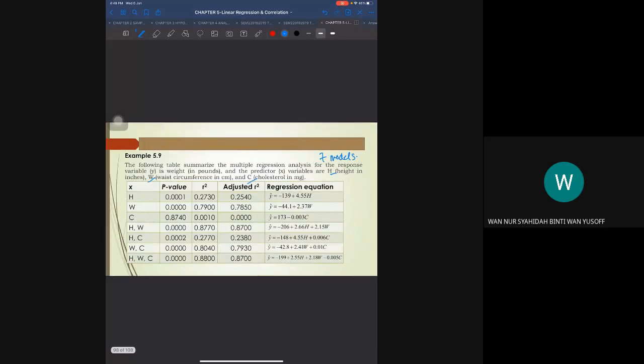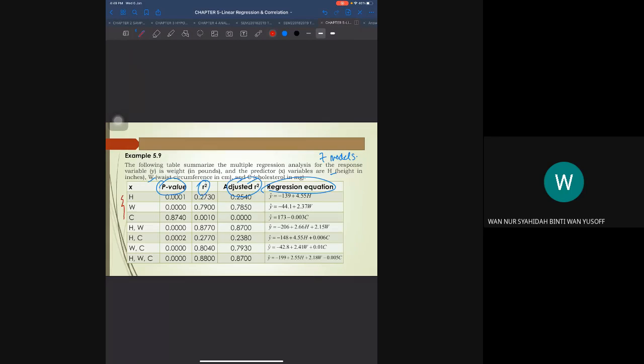So you already have a complete table here: significant F, the R square, adjusted R square, and regression equation. With the complete table, we go to the model selection. First choose the best model among one predictor. So we have H, W, and C.